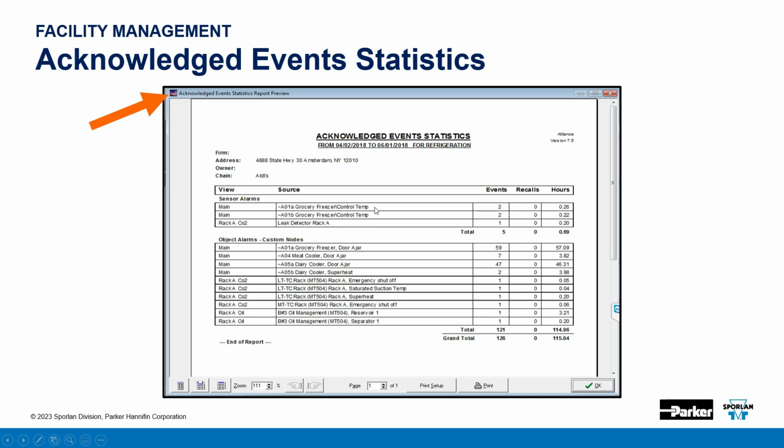So we see in this particular installation, the grocery freezer control temp, there were 2 events, no recalls, for a total of 26 hours. But if you look all the way to the bottom, you can see there's 115 hours worth of alarms. Well, where did that come from? It stands out like a sore thumb. Grocery freezer door ajar, 59 events, 57 hours. Dairy cooler door ajar, 47 events for a total of 46 hours.